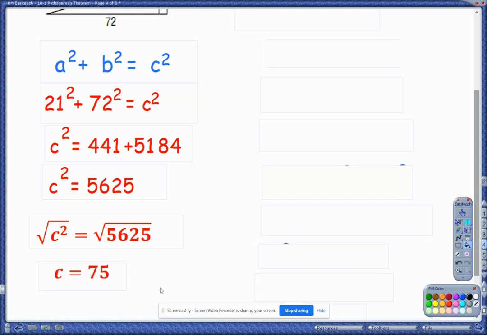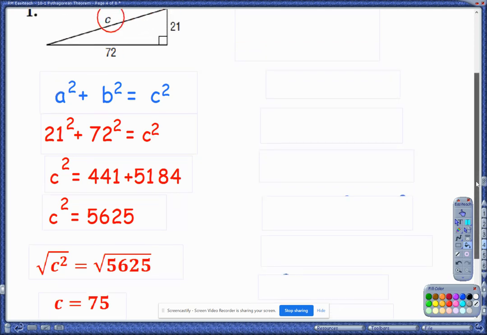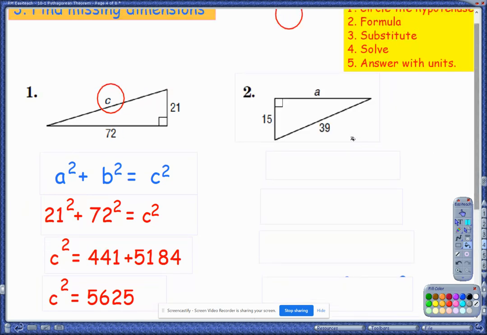And we are not interested in the negative square root, only the positive square root. So in this first question, the hypotenuse has a measurement of 75 units. So let's try the second one here. Once again, I want you to circle the hypotenuse. So I'm going to take my circle and put it on the hypotenuse, which is opposite the right angle.